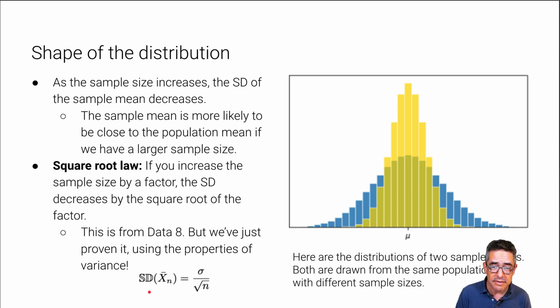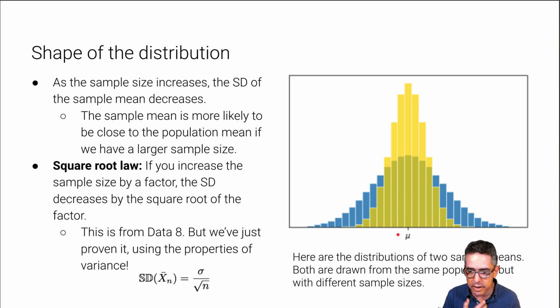You've already seen this in Data 8. We call it the square root law, but we just proved it using the machinery that we've been developing in this lecture. We see that the standard deviation of the sample mean is sigma over root n, which means that as we make n bigger, the standard deviation of the sample mean goes down like 1 over square root of n.